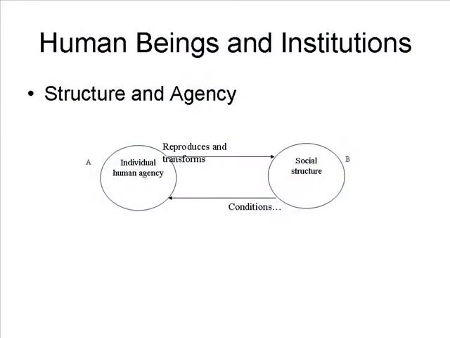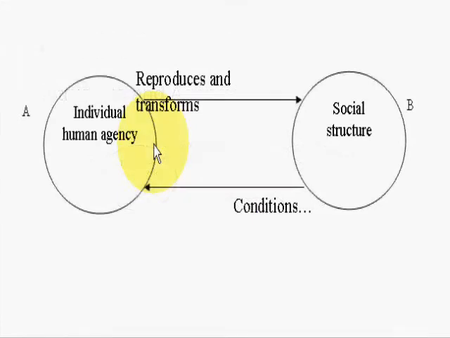Here's one perspective from sociology, the relationship between structure and agency, suggested by Roy Bhaskar, Margaret Archer, and to some extent Tony Giddens.